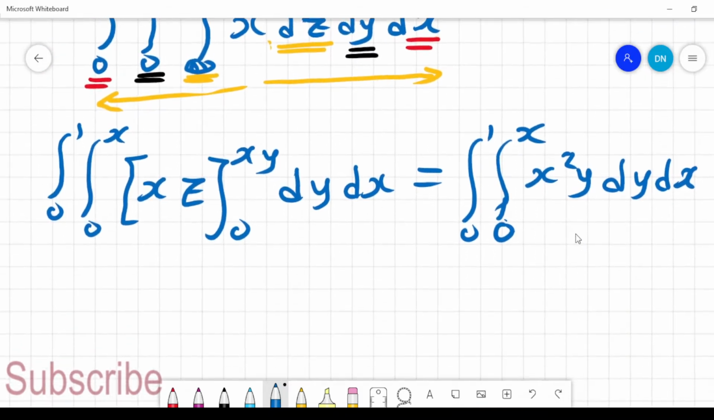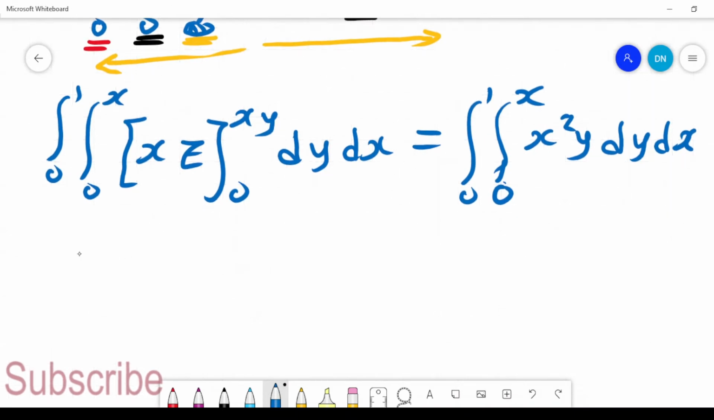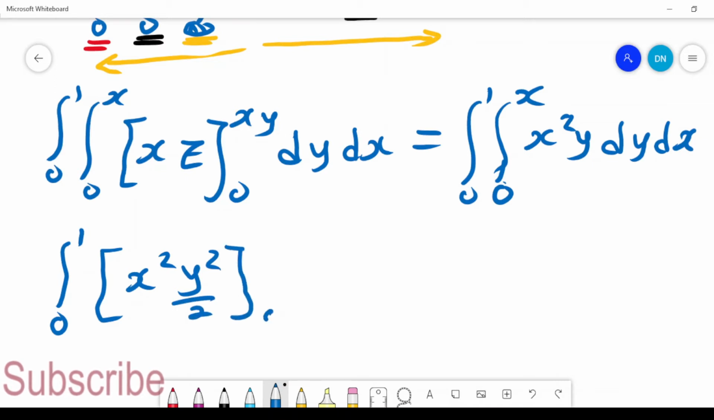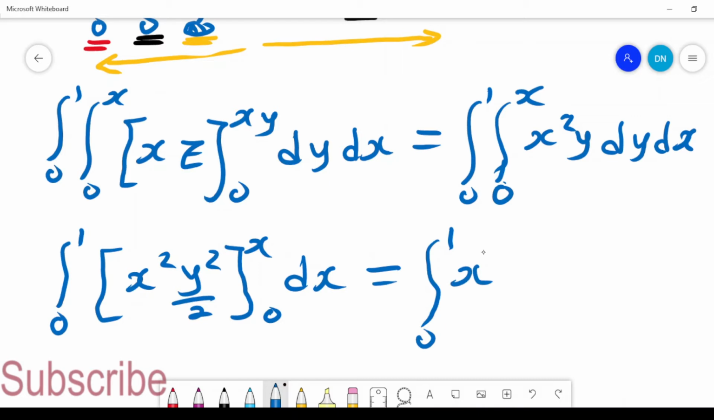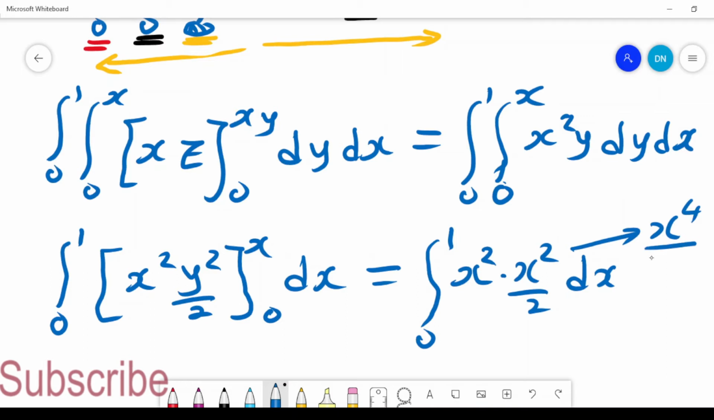The next step now, I integrate with respect to y, so it will be equals 0 to 1, and it will be x squared y squared over 2, and then 0 to x dx, and that will give me 0 to 1. Where there is y, I substitute with x, so it will be x squared times x squared over 2 dx. And I know this is equals to x to the power 4 divided by 2.